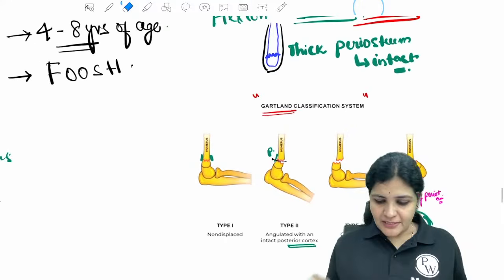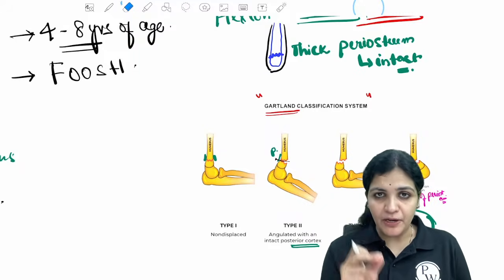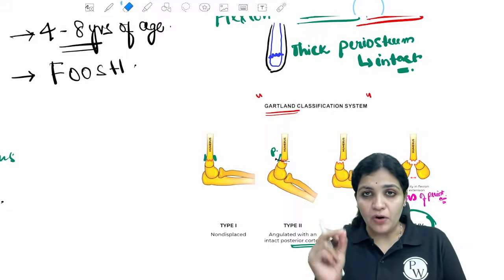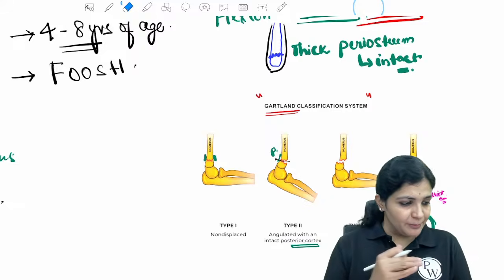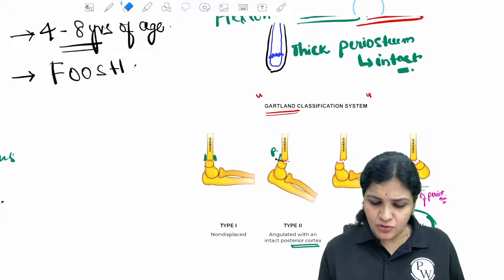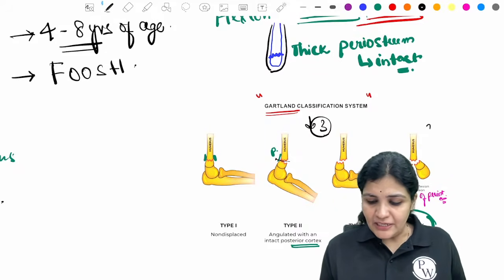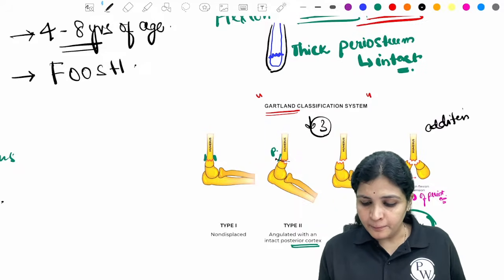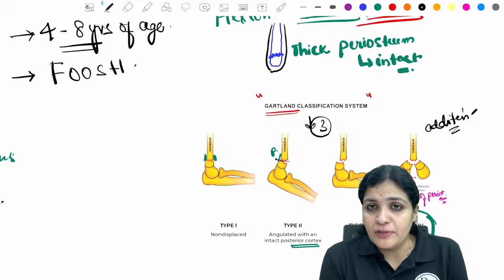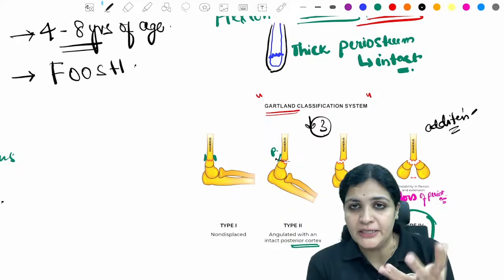Okay, so that is the importance of the Gartland classification, where you have to remember that type 1 is non-displaced, type 2 is angulated with the posterior hinge or posterior cortex intact, and type 3 is completely displaced. Only three types were given by Gartland. Type 4 is an addition given by Leitch, that is the complete loss of the periosteum, and hence it is not stable in both flexion and extension.